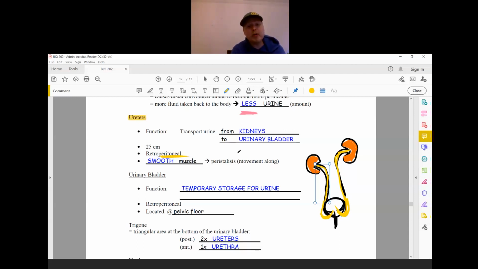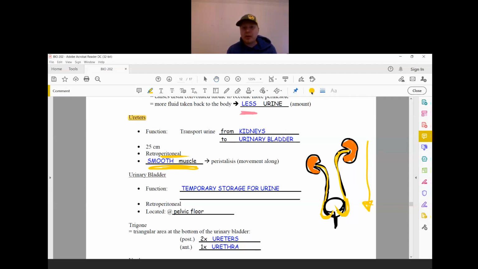And one important thing to notice about them is that they're made of smooth muscle. This means that the urine will keep moving from the kidneys to the urinary bladder, even against gravity. So if you were standing on your head or you were in space, urine would still be moving from the kidneys via ureters to the urinary bladder.